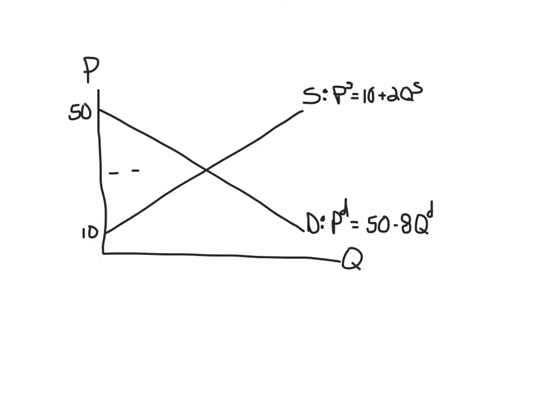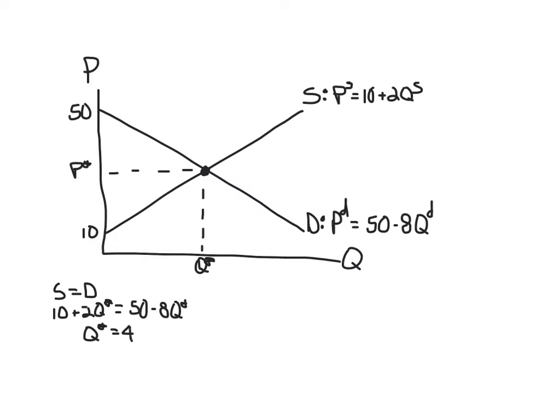Right? And then our equilibrium in the market for cigarettes will be where supply equals demand, Q star, P star. We can solve for those by setting supply equal to demand. So supply is 10 plus 2Q, and demand is 50 minus 8Q. So when we solve that out, we get Q star equals 4. So we'll label that in our graph here.